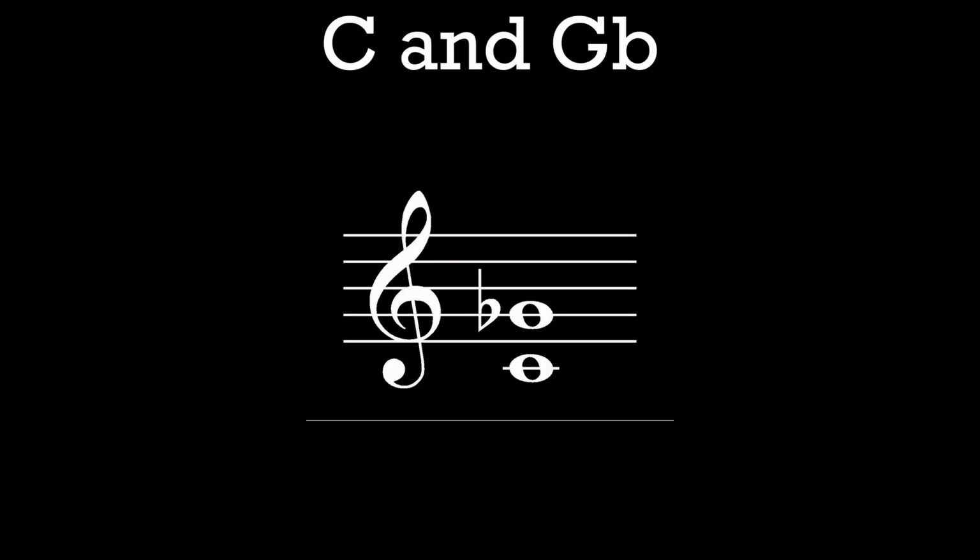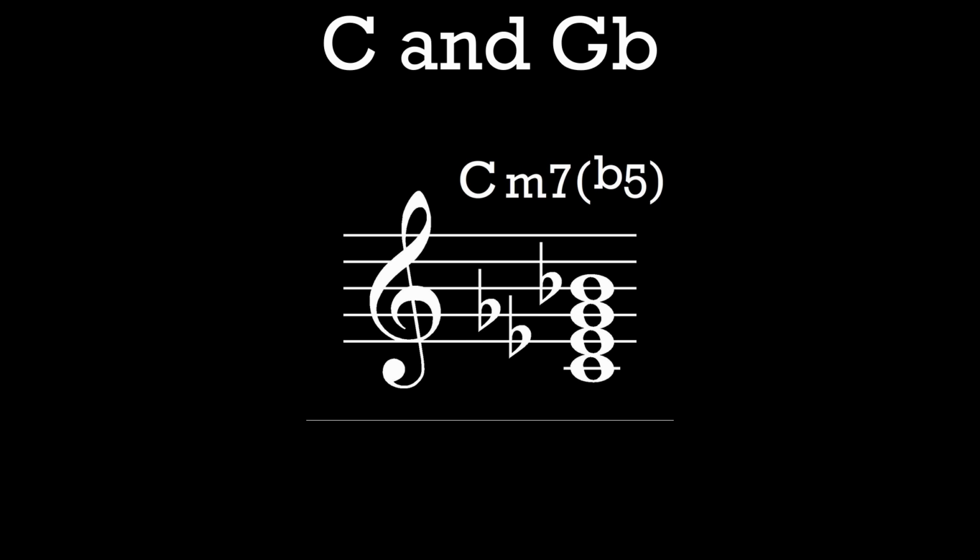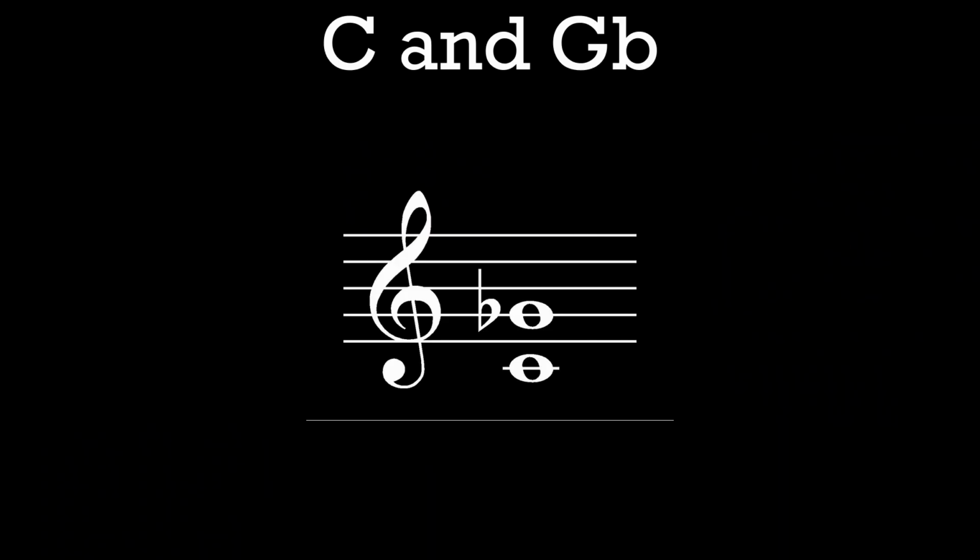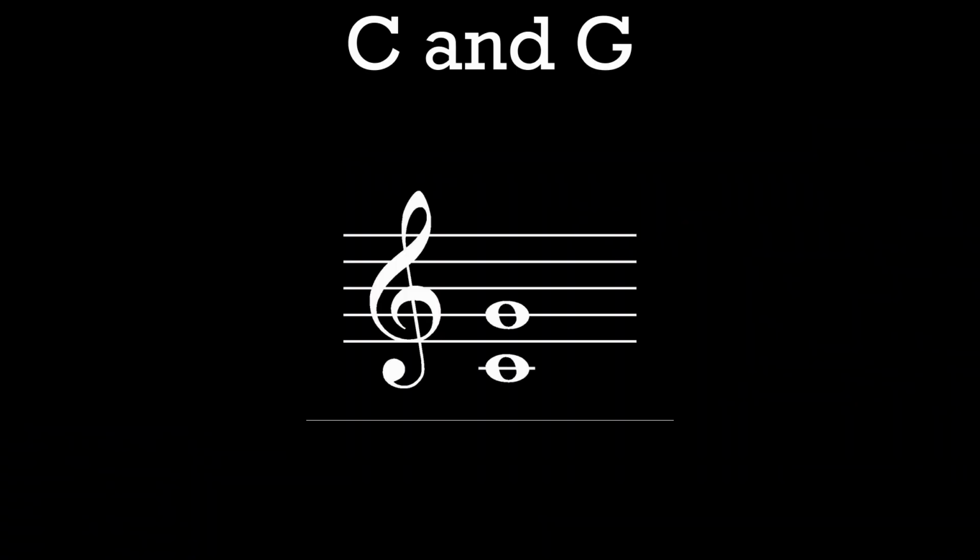C and G flat. Tritone interval. Lots of possibilities here. Most of them some kind of dominant harmony. Diminished chords too, of course. C diminished triad. C minor 7 flat 5. Maybe A flat 7 in first inversion. And so on. C and G.